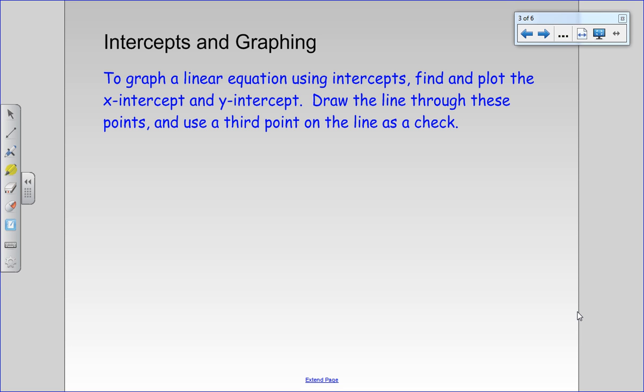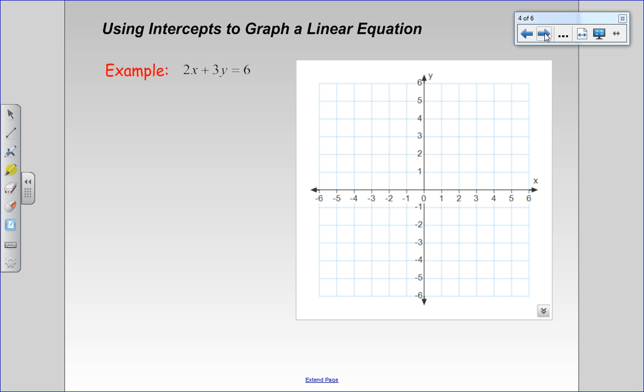Intercepts can be used to quickly draw the graph of a linear equation. To graph a linear equation using intercepts, we will find and plot the x and y intercepts. Then we will draw the line through these 2 points and use a third point on the line as a check. Let's look at some examples.